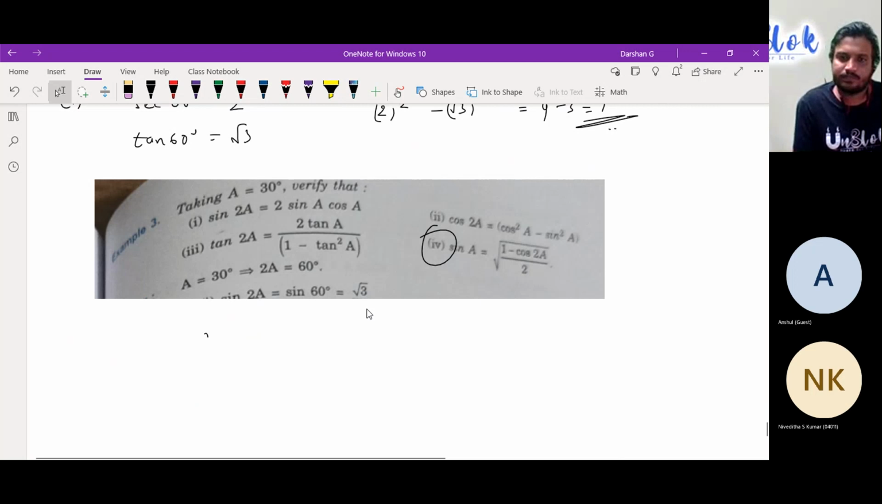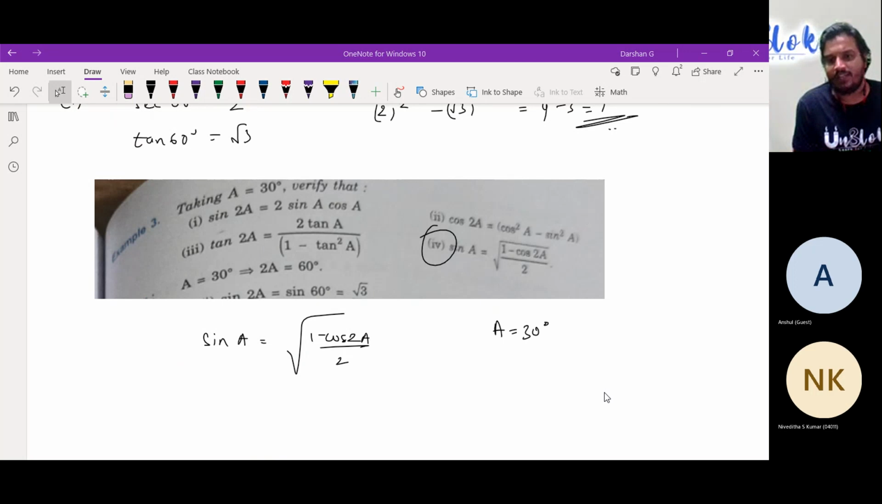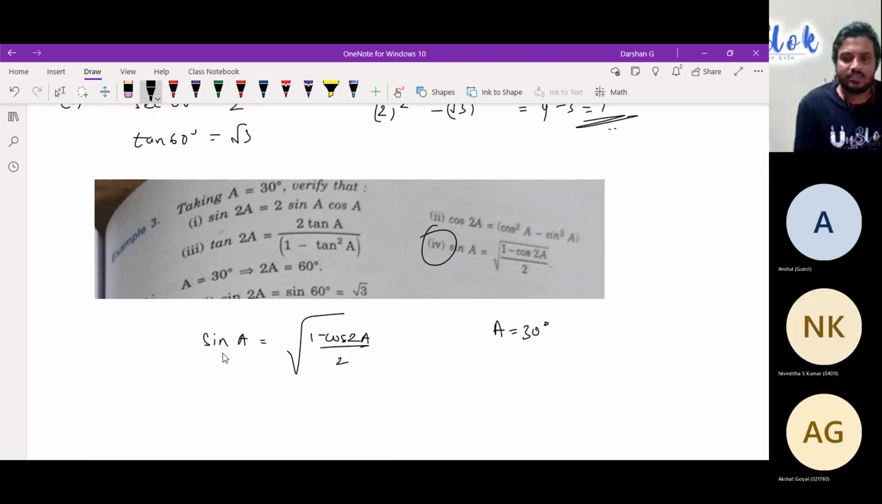Sin A equals root of (1 minus cos 2A) divided by 2. A is equal to 30 degrees. Take it as LHS and RHS and do it. It's important to take it as LHS and RHS. So sin A equals sin 30. Sin 30 is 1 by 2. So this is the left hand side. I'm taking it as RHS now.